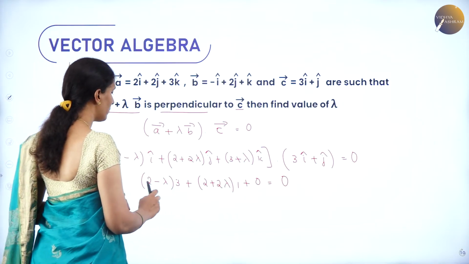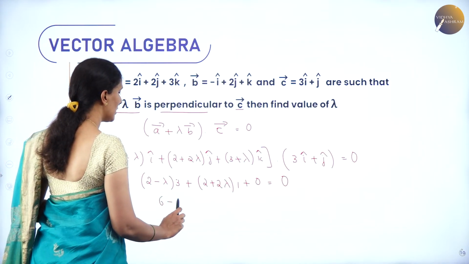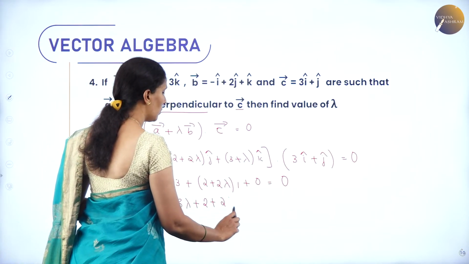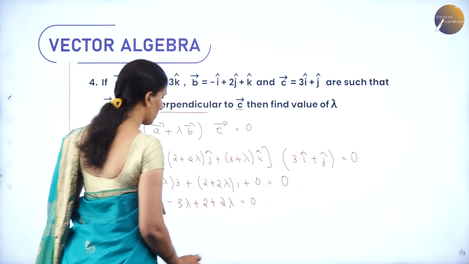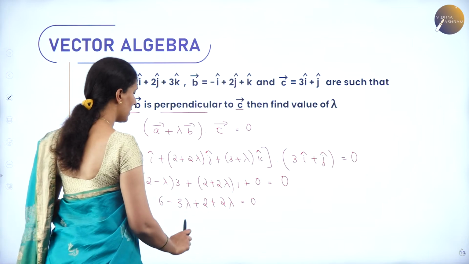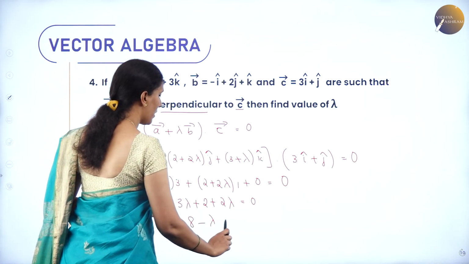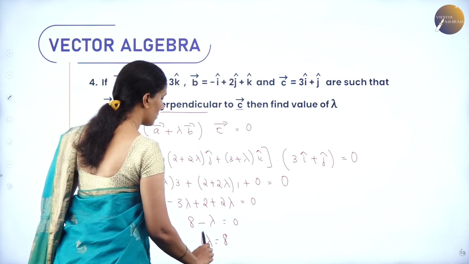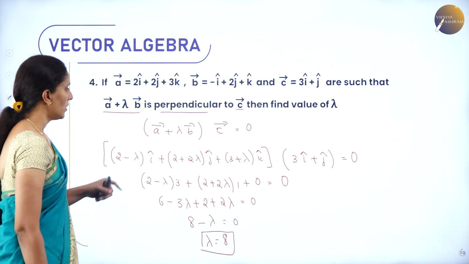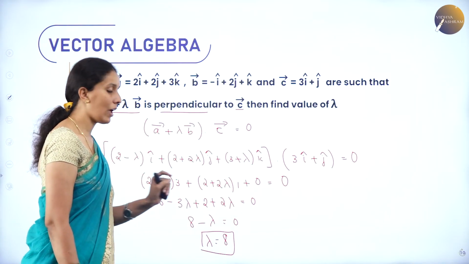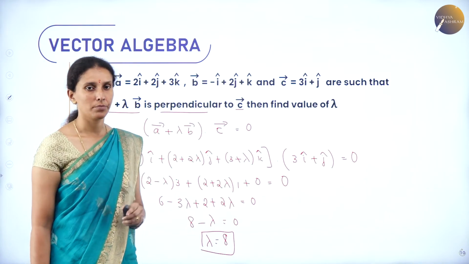So next we have 3 2s are 6 minus 3 lambda plus 2 plus 2 lambda is equal to 0. Now we have minus 3 lambda plus 2 lambda. So 6 plus 2, 8 minus lambda is equal to 0, or we can write lambda is equal to 8. So this is the value. By concluding that their dot product is 0, we can find the value of lambda as 8.